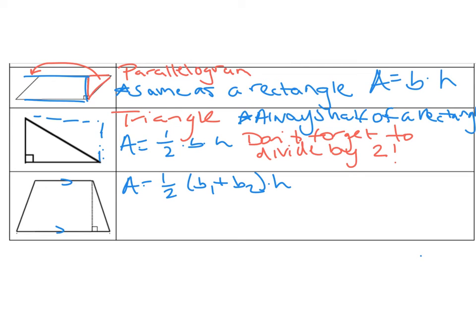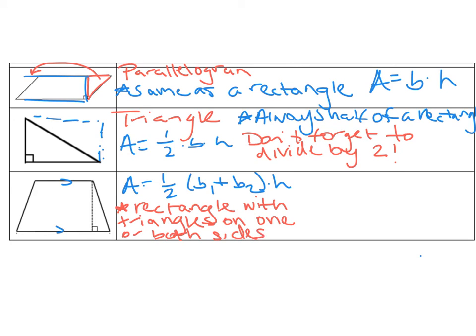Now that's a very, very weird formula. So let's make note of a couple things to help us remember how to find the area. Note, first of all, that a trapezoid is really a rectangle with triangles on either side. And it could be one side or it could be both sides. So if you forget the formula, you can always try to calculate the area of the little rectangle and of the triangles on each side.